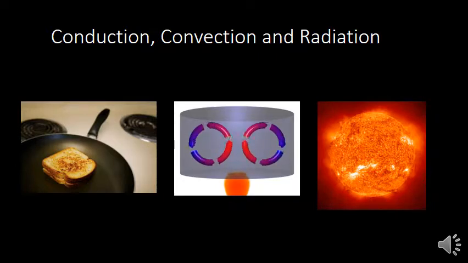Conduction, convection, and radiation. Conduction is when two objects touch each other. For instance, this grilled cheese sandwich is touching the frying pan, and so energy is transferred from the metal pan into the food that you're cooking because it's touching. Hot pizza burning the top of your mouth when it touches, walking on hot sand when it touches.